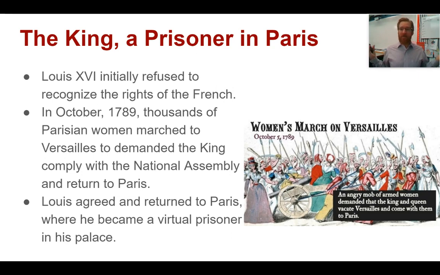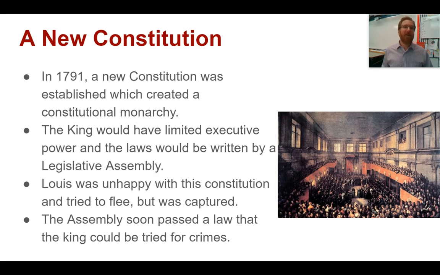Louis agrees, because are you going to fire on a whole bunch of women? No, I don't think so, especially when they outnumber you. And he comes back, and from that point on, he is a virtual prisoner in Paris. So with the king kind of set aside and no longer a factor, the National Assembly can write a new constitution. And in 1791, that constitution is finished, which creates a constitutional monarchy.